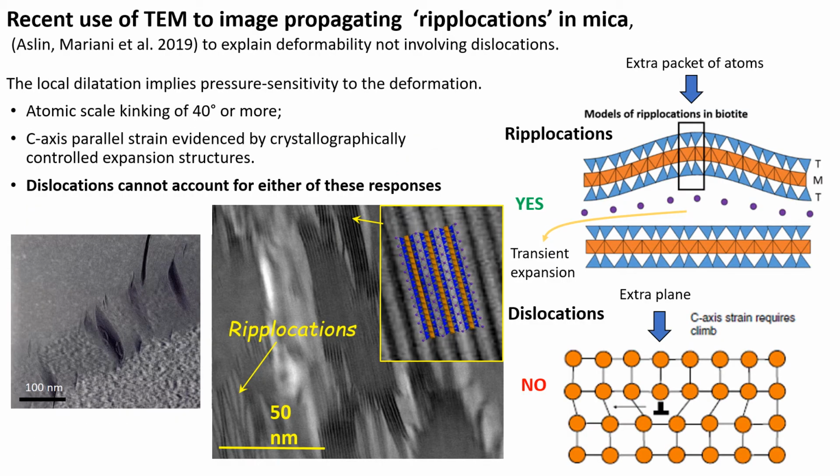Understanding deformation in micas has always been difficult. A recent application of high-resolution transmission electron microscopy by the Liverpool group, illustrated here, has revealed what they call ripplocations, like propagating ripples in a carpet, as a means of propagating plastic slip along the basal planes of micas.